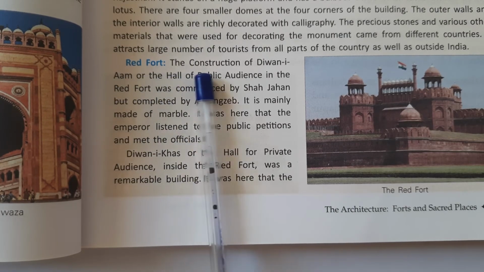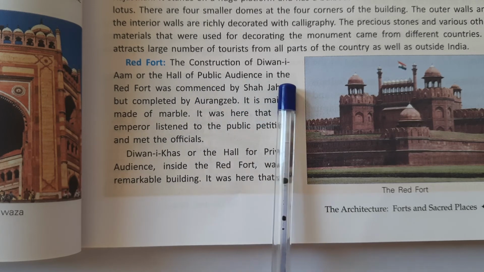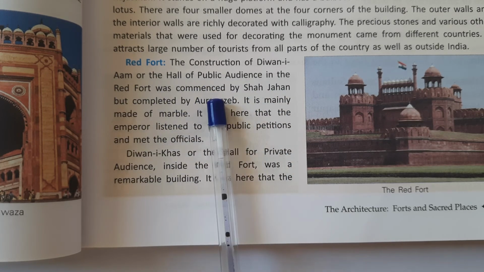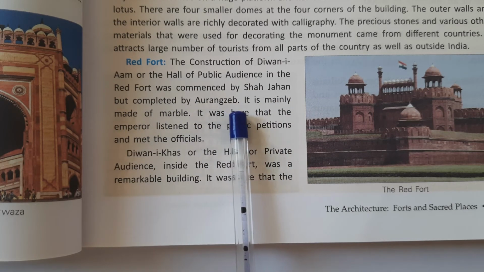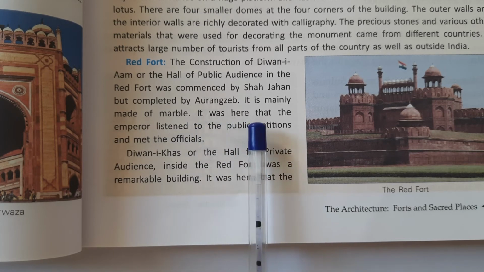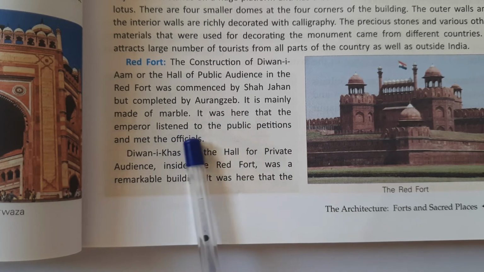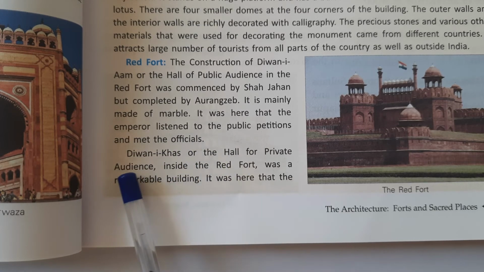Red Fort. The construction of Diwan-e-Aam or the Hall of Public Audience in the Red Fort was commenced by Shah Jahan but completed by Aurangzeb. It is mainly made of marble. It was here that the emperor listened to the public petitions and met the officials.